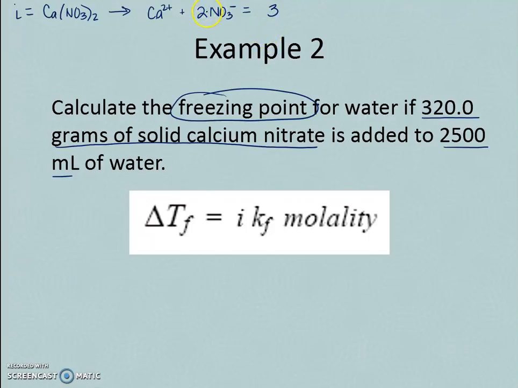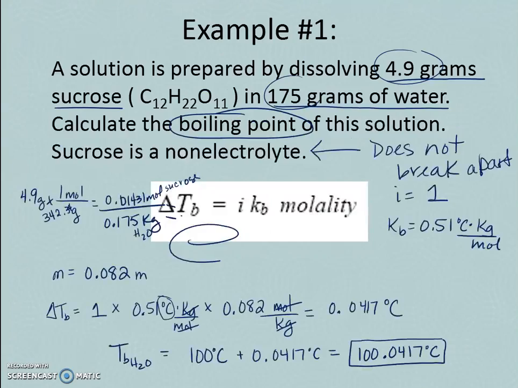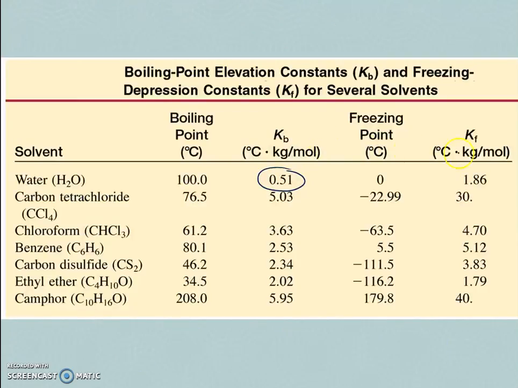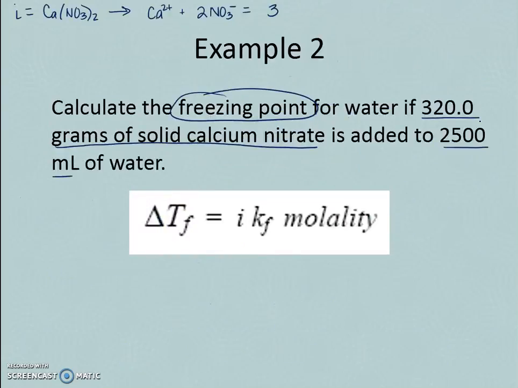Our Kf value we get from our chart. So we need our Kf value of water. Let's go back to our chart. Our Kf value for water is 1.86 degrees Celsius times kilograms divided by moles. Okay, let's put that here. Now we need our molality.